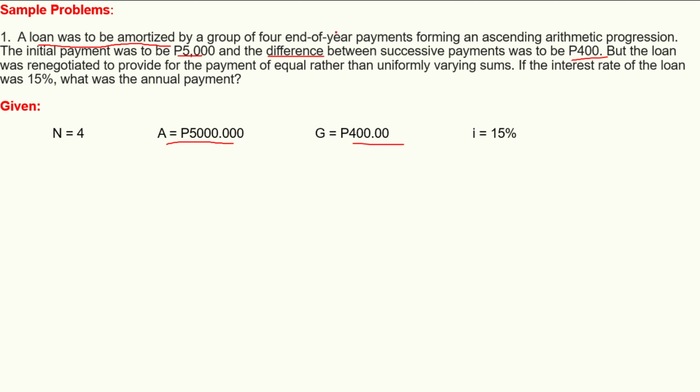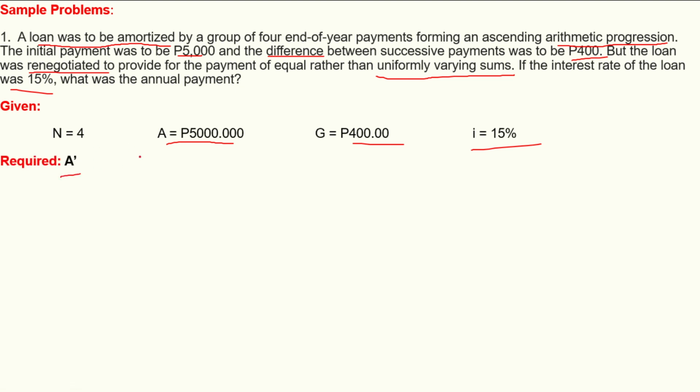So, ang problem na to, una, yung loan daw natin ay in terms of arithmetic progression. So, ibig sabihin, yung loan natin ay unequal yung payment natin kada taon. Pero, yung loan daw, sabi dyan, was renegotiated. Ibig sabihin, binago, gustong gawing uniformly varying sum. Gustong gawing ordinary annuity. So, if the interest rate of the loan was 15%, yan yung I, what was the annual payment? So, ang hinahanap yan yung A. Okay?